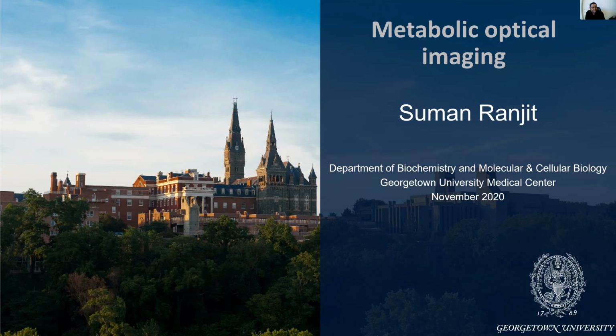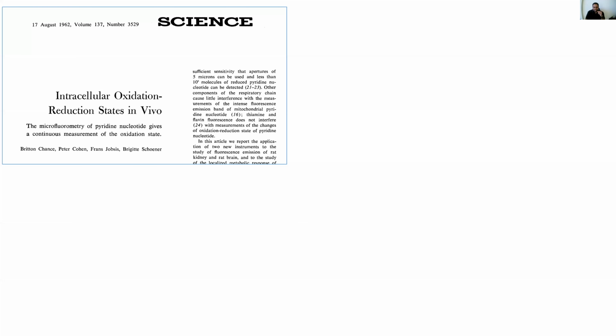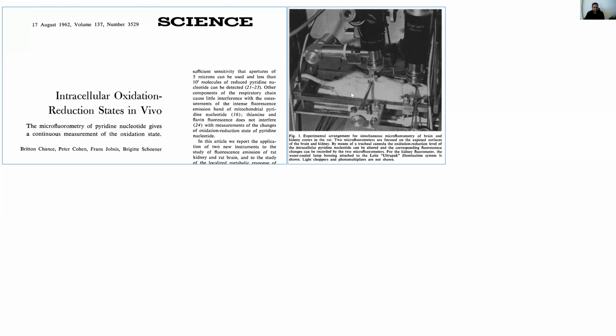But anyway, going back. Most of the optical imaging, optical metabolic imaging, you can actually trace the roots to this paper from Britton Chance in Science in 1962. It's looking at intracellular oxidation and reduction states in vivo, in anesthetized mouse kidney and brain.